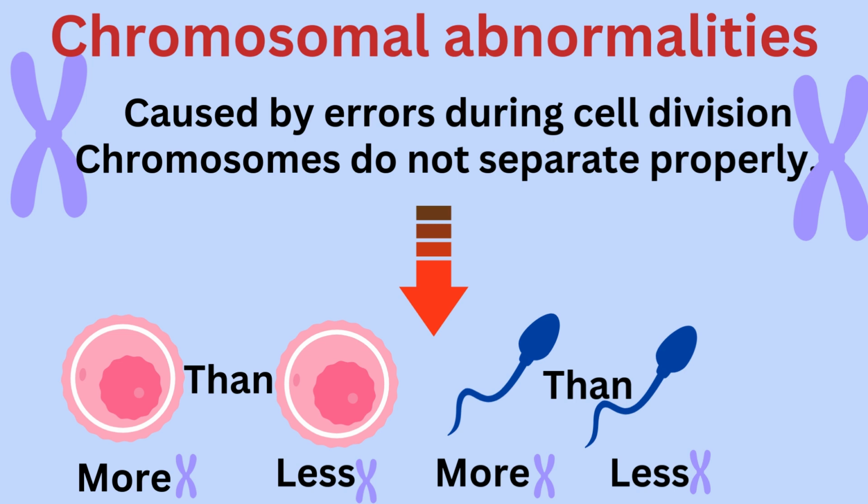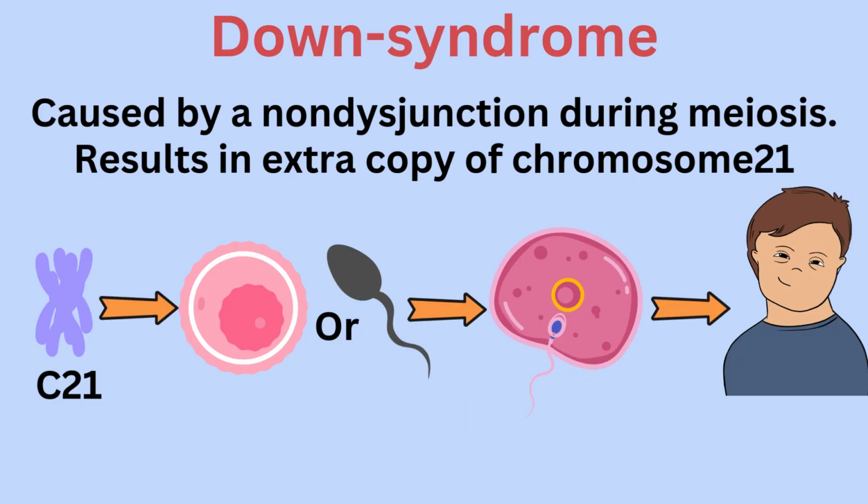In the first one, this chromosomal abnormality happens during cell division where chromosomes do not separate properly, which can lead to one gamete having more chromosomes and the other one having fewer chromosomes. This can lead to a disorder called Down syndrome. This is when chromosome 21 does not separate properly during meiosis, leading to either the egg cell or the sperm cell having two copies of chromosome 21.